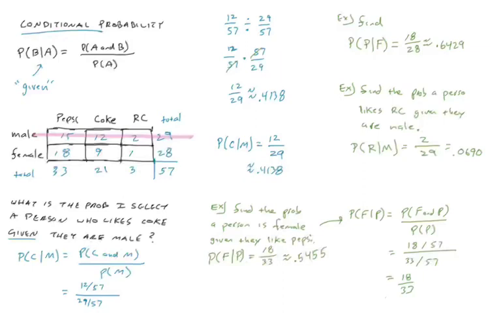Let me go ahead and write this out then. 18 out of 33. I'll let you guys go ahead and type that into a decimal here. And this is going to end up being roughly .5455 or so. Okay.